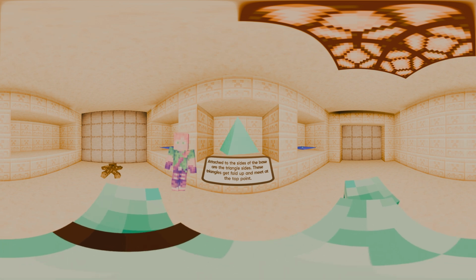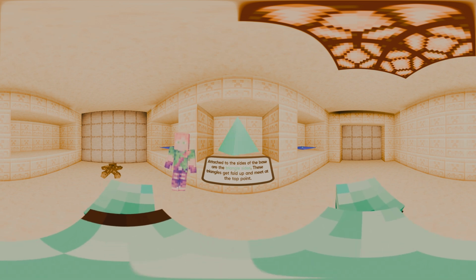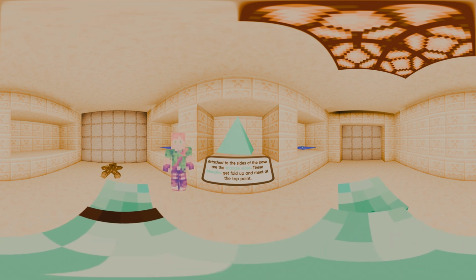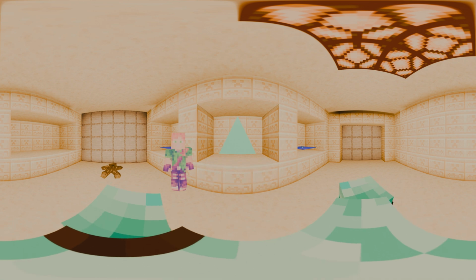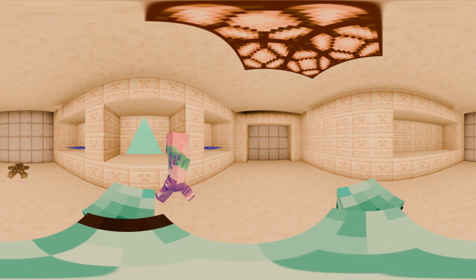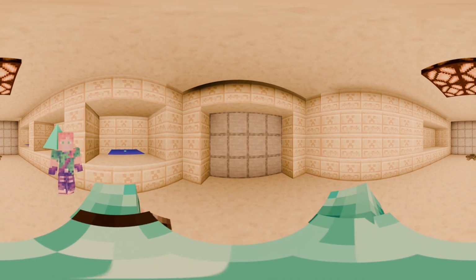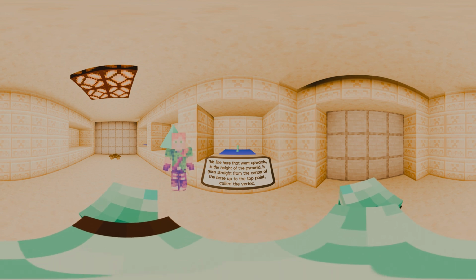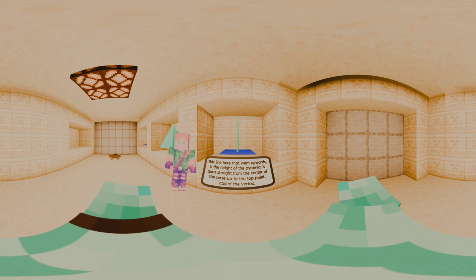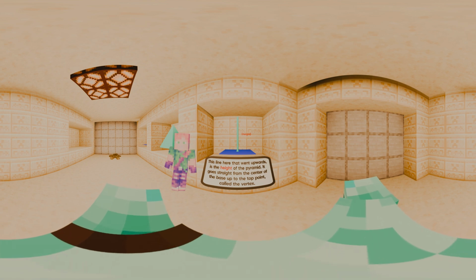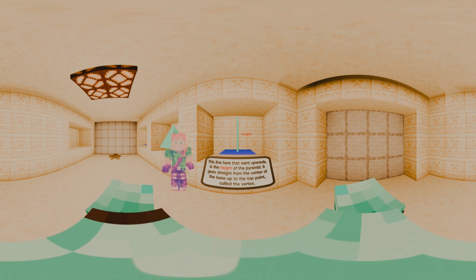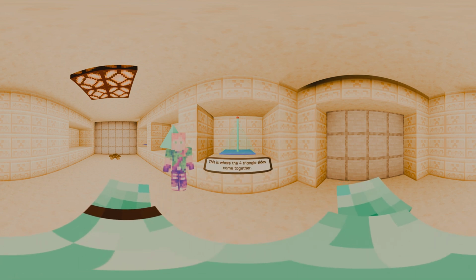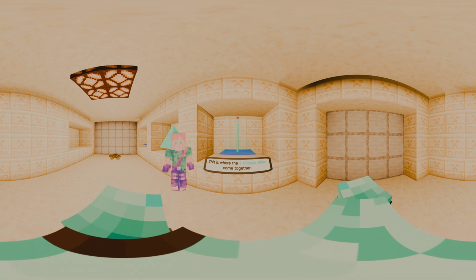Attached to the sides of the base are the triangle sides. These triangles get folded up and meet at the top point. Now, this line here that went upwards is the height of the pyramid. It goes straight from the center of the base up to the top point, called the vertex. This is where the 4 triangle sides come together.